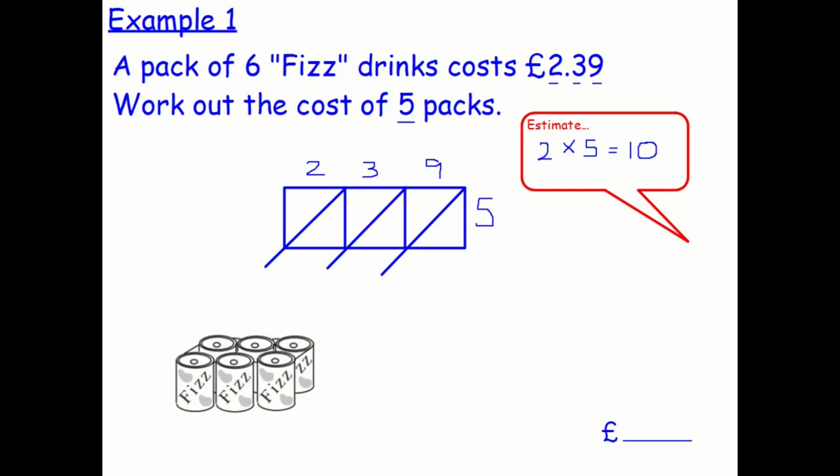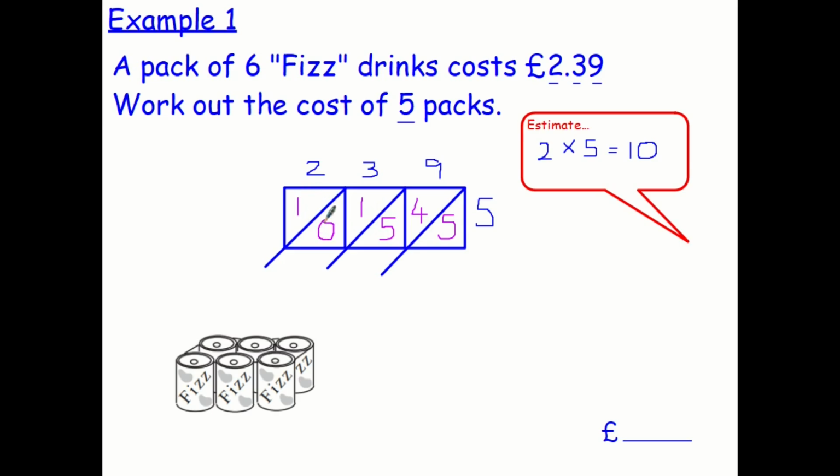So what do we do now? Well, now we do each individual multiplication. So here for this box, I'm going to do 9 multiplied by 5. 9 5s are 45. So I put 45 in here. This box I do 3 times 5, which is 15. And this box I do 2 times 5, which is 10.